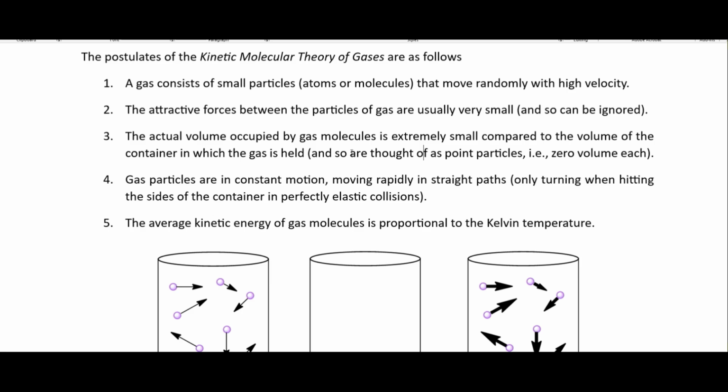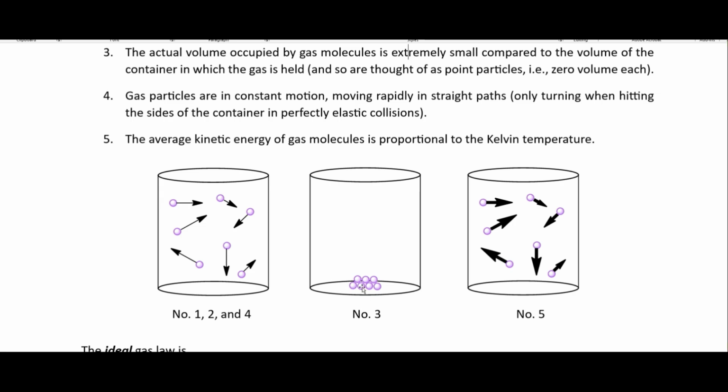Number three, the actual volume occupied by gas molecules is extremely small compared to the volume of the container in which the gas is held. And so we think of the particles as point particles, meaning they have zero volume. So that's illustrated down here in number three. We see that if we took all of the gas particles and condensed them down so that they're all right next to each other, it's only going to take up a very tiny amount of the volume in the container here. And so they spread out by just moving around constantly.